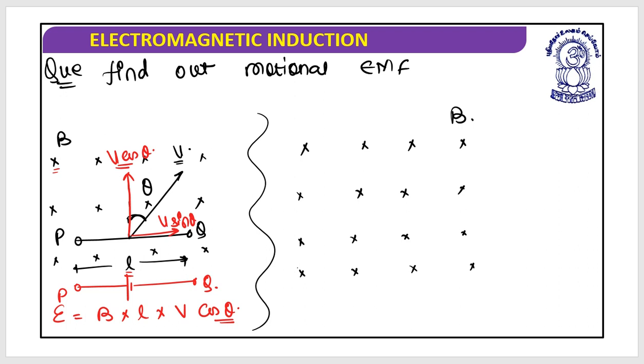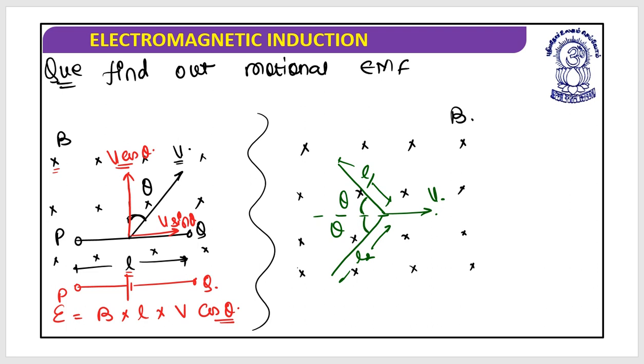In this situation, it is something like this: this is the conductor, and let's suppose this is theta, even this is theta, and this conductor, let's suppose this is the length L1, this is the length L2, and this is moving in this direction with speed v.